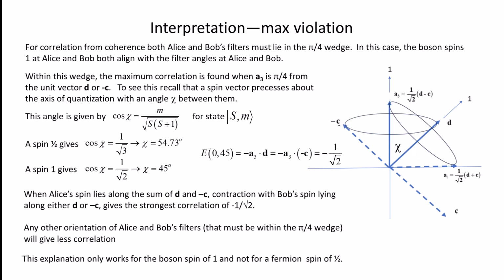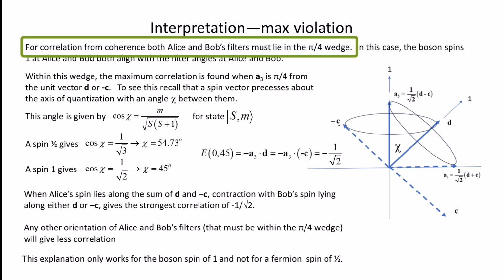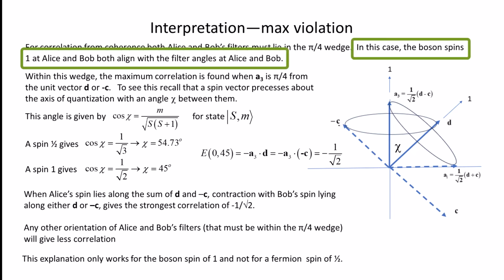Here is more justification of the results of the last slide, that for filter settings of pi over 4, the correlation from coherence is maximized. This depends upon the boson spin from both Alice and Bob being sampled simultaneously, which is within the pi/4 wedge.